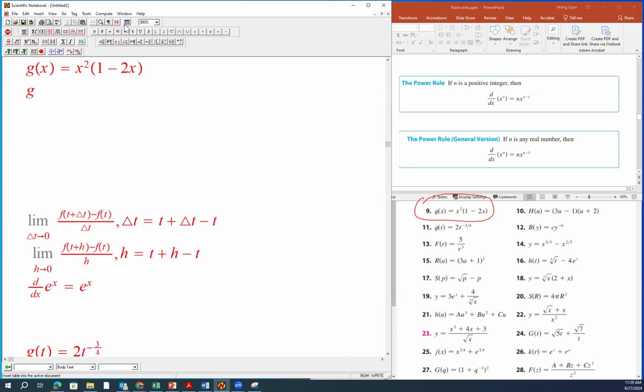So the derivative of g is equal to, before we take the derivative, I'm going to distribute it. I'm going to take x squared times 1, so that's going to be x squared. And x squared times negative 2x, that's going to be negative 2x raised to the power of 3. And then I'm differentiating the latter expanded form. So I'm going to get 2x minus 6x squared. Finished. Done.